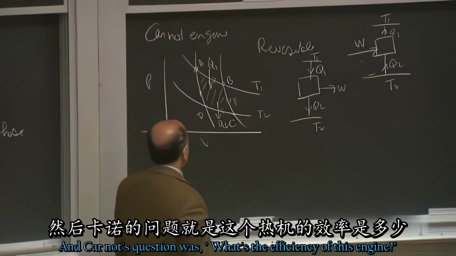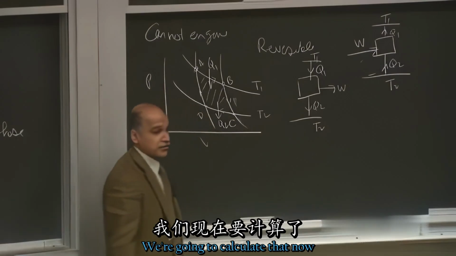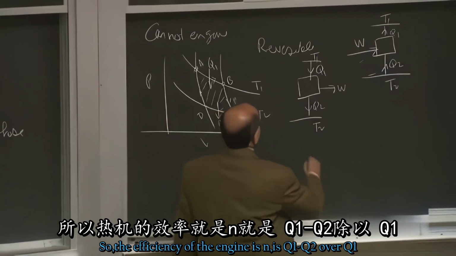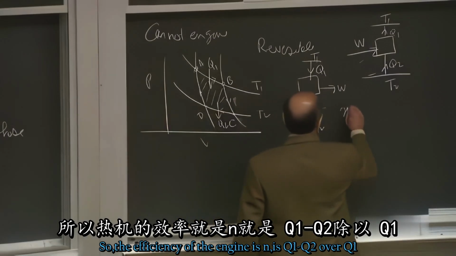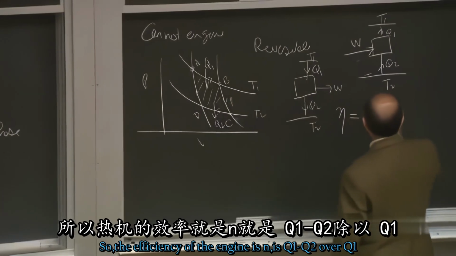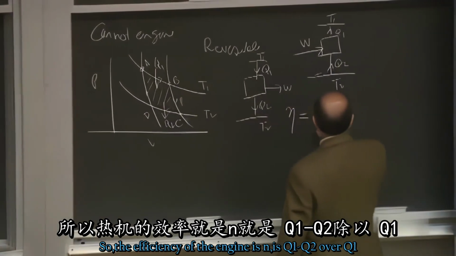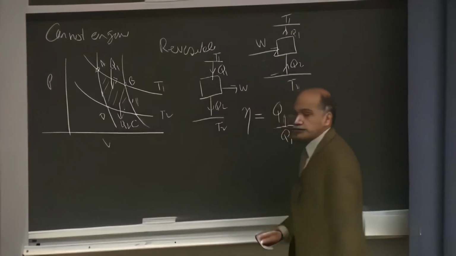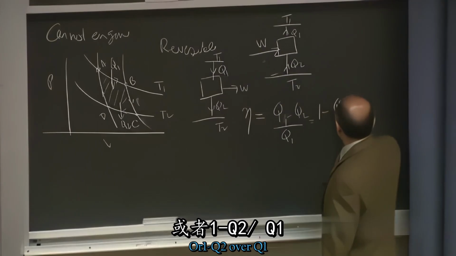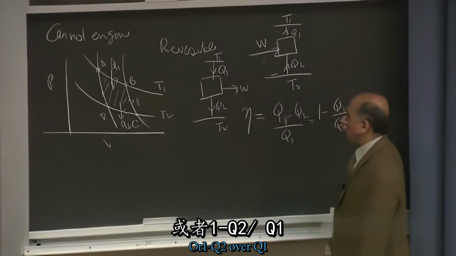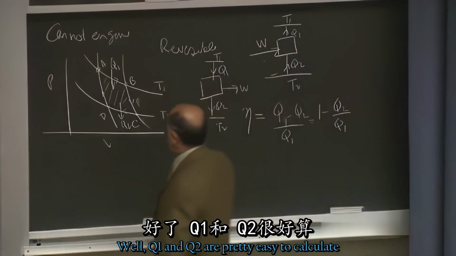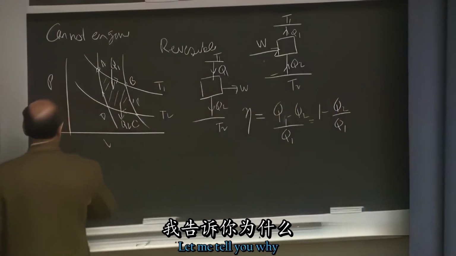And Carnot's question was, what's the efficiency of this engine? So we're going to calculate that now. So the efficiency of the engine, eta, is Q1 minus Q2 over Q1, or 1 minus Q2 over Q1. Well, Q1 and Q2 are pretty easy to calculate. Let me tell you why.